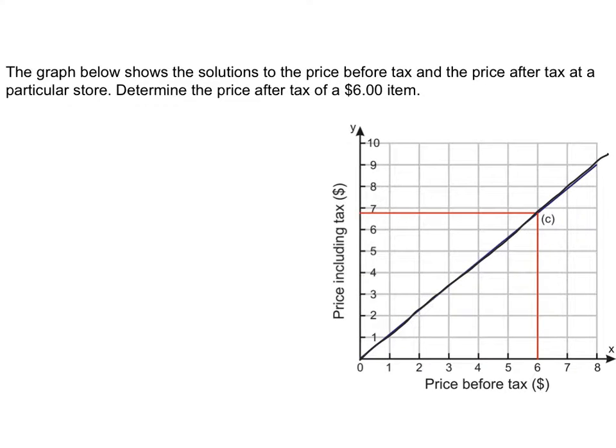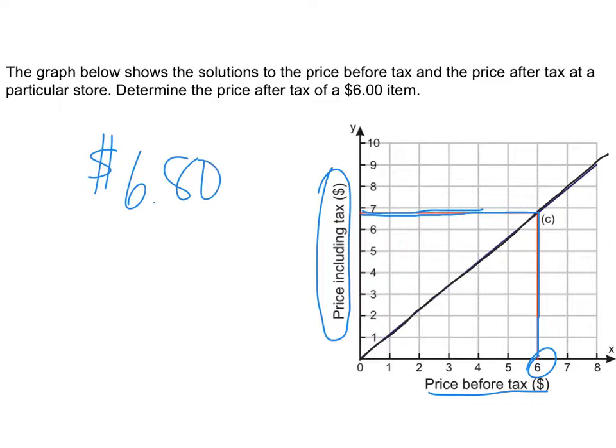Determine the price after tax of a $6 item. So if you'll notice here, price before tax, so that's where we get the $6 from. So if we go up vertically to the graph at 6, and then we go horizontally over to the Y value, we will get the price including tax. And you'll notice it's a little bit below 7, so we could say it's roughly about $6.80. Anything around that would probably be an acceptable answer.